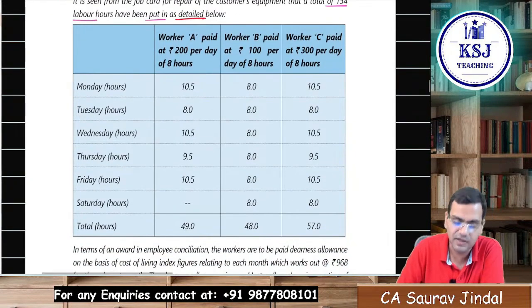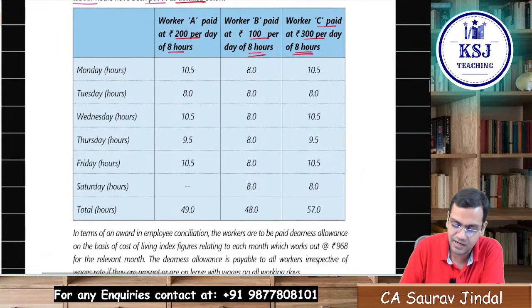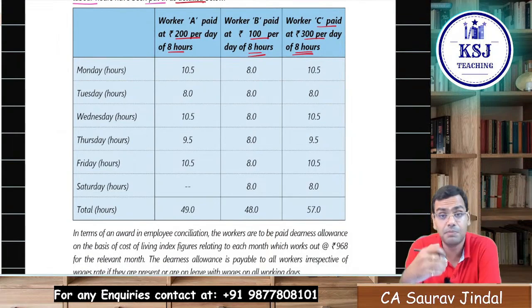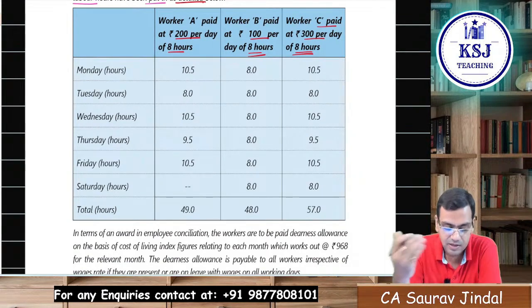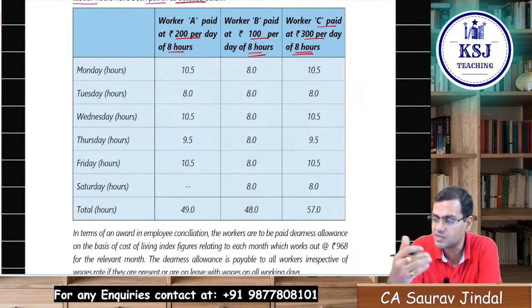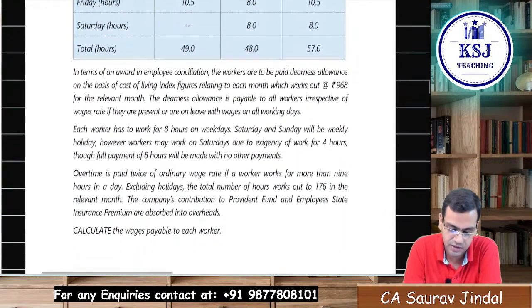So there are 3 workers who are working. Worker A is paid rupees 200 per day for 8 hours. Worker B is paid 100 rupees per day of 8 hours and C is paid 300 rupees for 8 hours. And this is the number of hours per day which is given on Monday, Tuesday, Wednesday. What is the number of hours being spent by individual workers, right? So this is what is given to you.